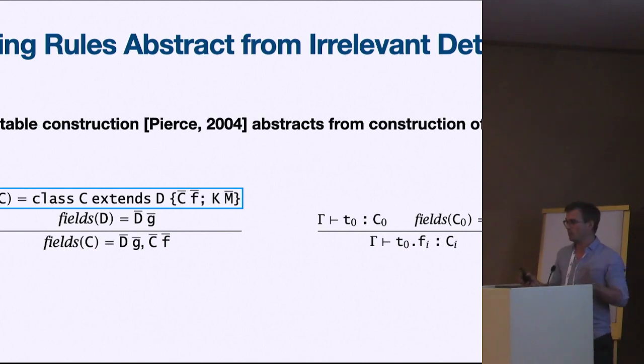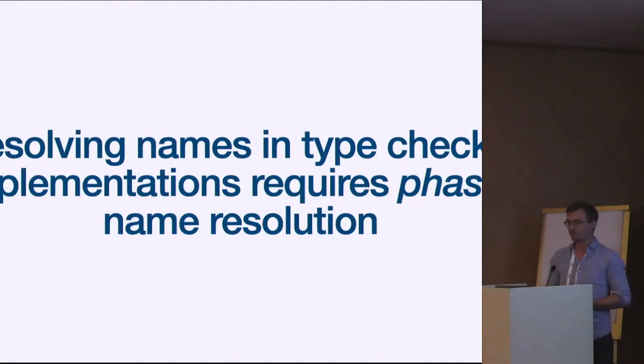But if we are to implement a type checker, the order in which we fill in this class table is going to be very important for getting the semantics of name resolution right. Do we implement the right notion of name resolution? Do we implement a type checker that respects the typing rules, basically? And as it turns out, resolving names in type checker implementations does require phased name resolution. It requires you to construct this name binding information in a careful way, otherwise your type checker will be wrong.